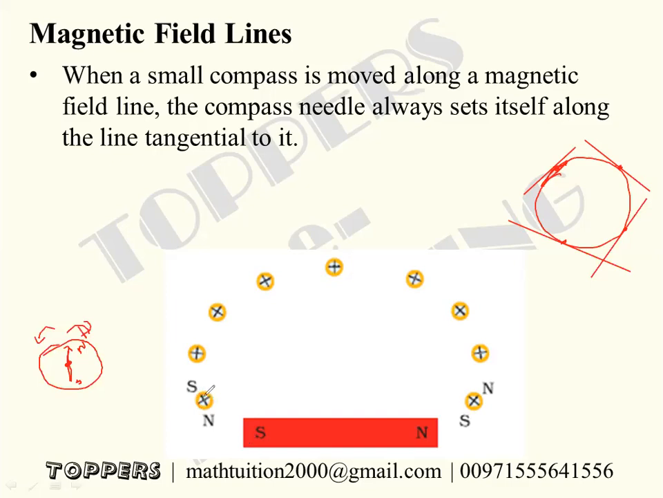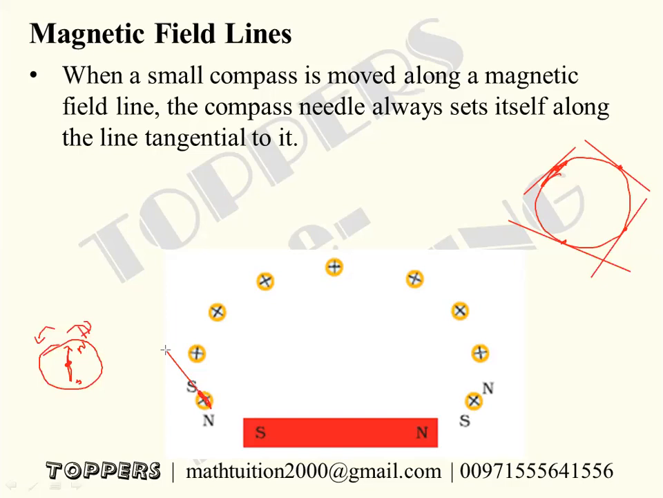Alignment like this. See? Why is it aligned like this? The reason is the force it is experiencing in this direction. So if you join all these points, we will get the magnetic field lines. But at this point, what is the direction of the magnetic field lines? At this point, this is the direction.